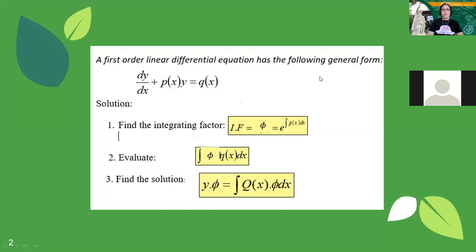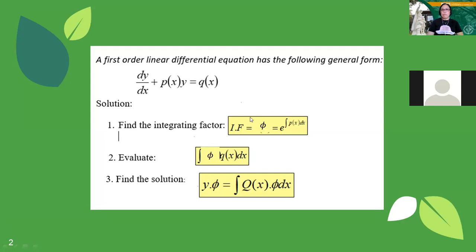So a linear first order differential equation is written in this form, wherein you have the derivative, and then you have the expression of your unknown function times the p of x expression. P of x meaning it's a function of x, the independent variable. On the right side, what you have is the q of x. Now, for first order linear differential equations, you need to determine what we call the integrating factor. In most of the textbooks, it's represented as phi, the symbol phi.